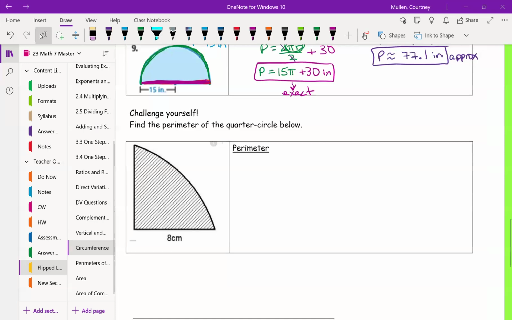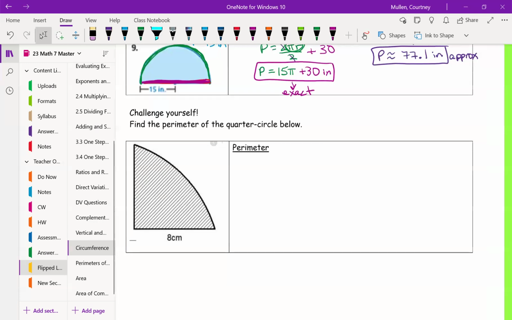Let's try one more together. What portion of a circle do you see here? Did you say this was a quarter circle? You'd be right. Right here is the center. So what does the 8 centimeters represent? Center to the edge. Did you say the radius? You'd be right.